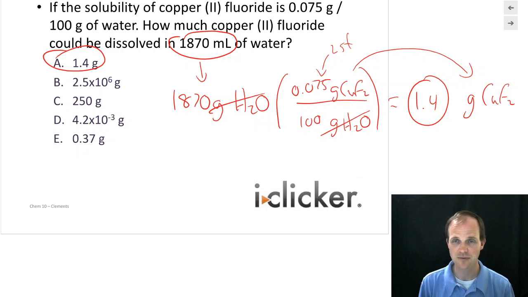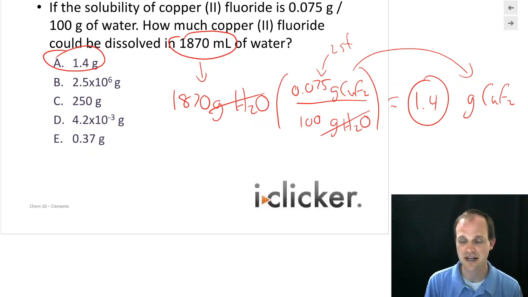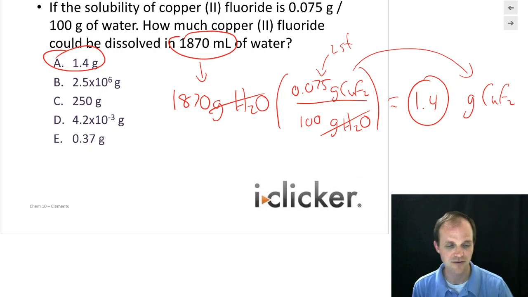Thanks for watching. We learned how to figure out whether solutions are saturated or unsaturated, and we learned how to do a few calculations of how much water do I need if I want to dissolve this, or if I have this much water, how much can I dissolve? And we'll continue to use those units in future parts of the class.